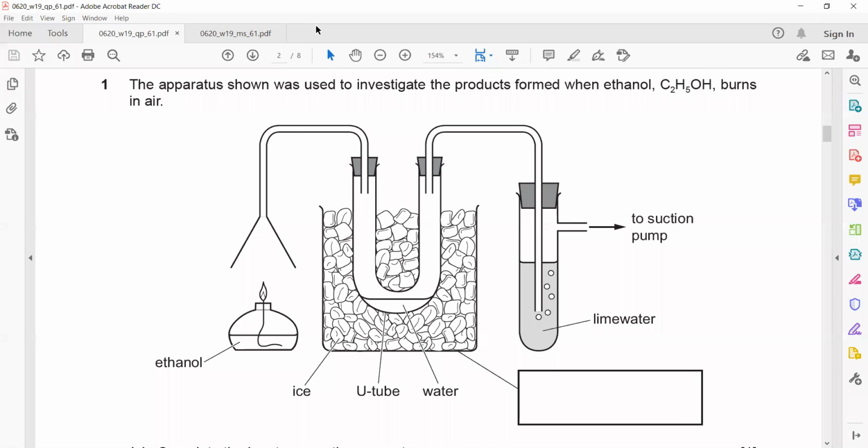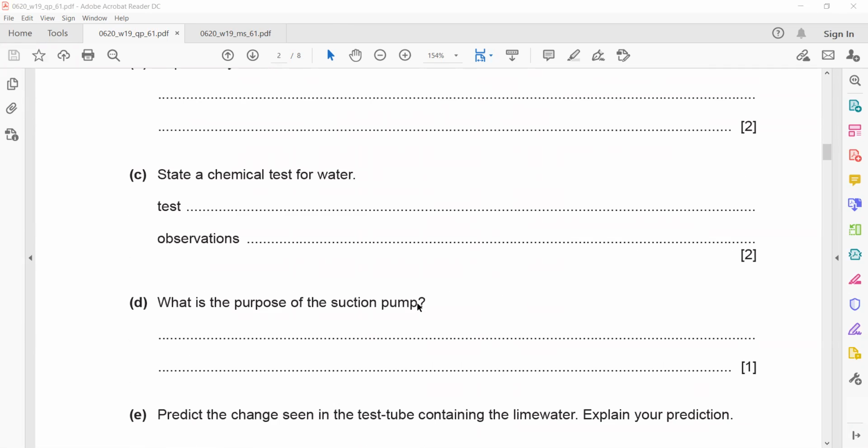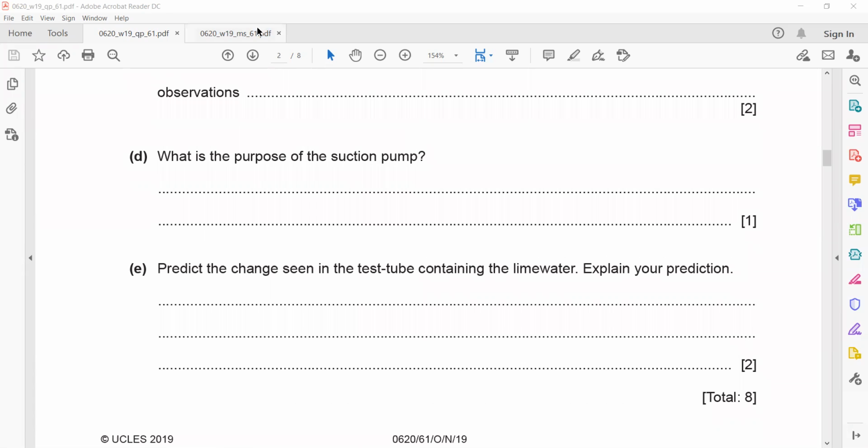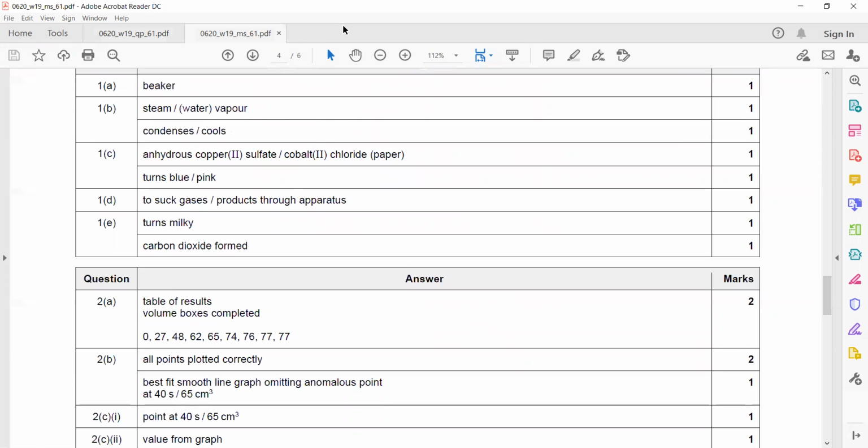So what will be the effect of carbon dioxide on lime water? It will react with it. So if lime water is there, it will turn milky because of carbon dioxide. And why does it turn milky? Lime water is actually calcium hydroxide. So when carbon dioxide mixes with calcium hydroxide, it forms calcium carbonate. So the lime water will turn milky because of carbon dioxide.